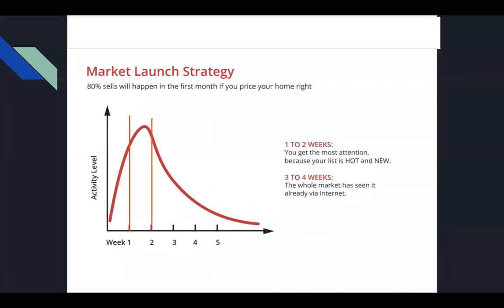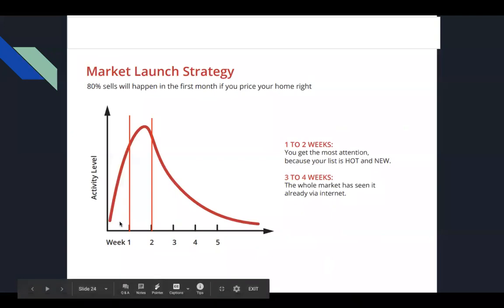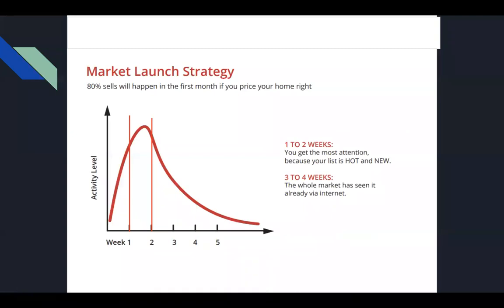So when you list your property, the first 2 weeks are crucial, very, very important. 80% of sales will happen in the first month if the house is priced right. Nobody says, oh, I want to sell at a crazy price, I can wait a whole year. Nobody wants to do that because you don't know what's going to happen in the next year. You want to get it sold as quick as possible for the best possible price.